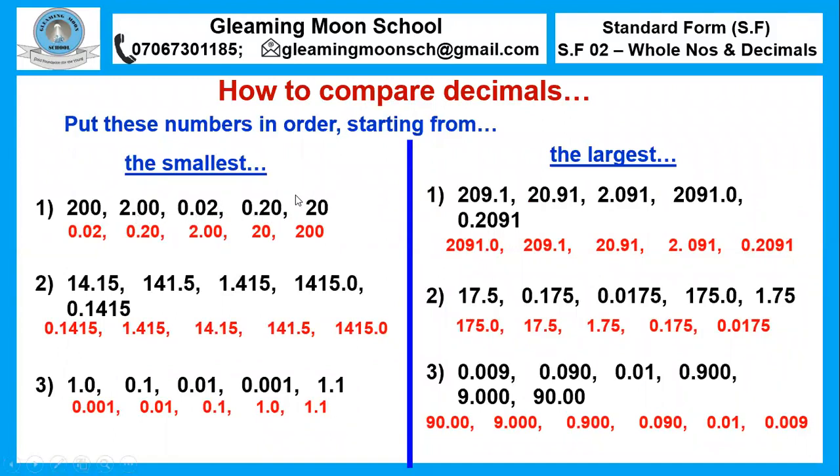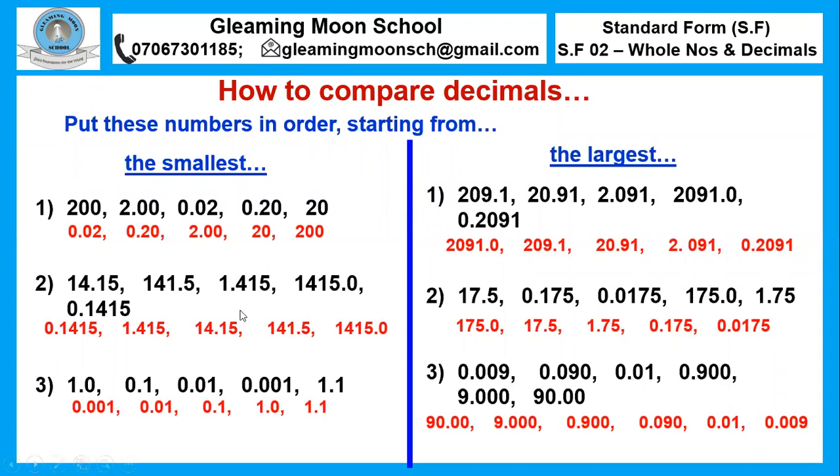Now if you have a look at these numbers, you see that I have 2 numbers here that are less than 1. Now the question is, which one is smaller? So if you have 0.02, remember the 10th is the first digit after the decimal point, and it is the highest value after the decimal point.